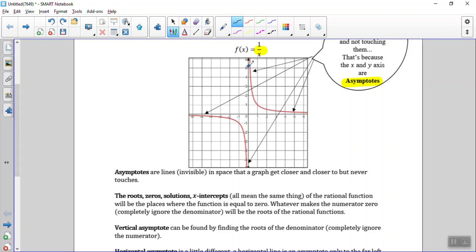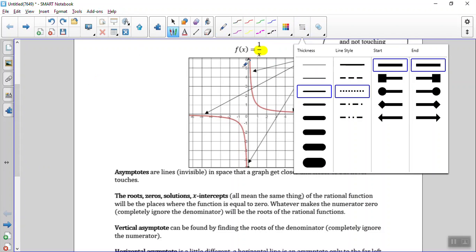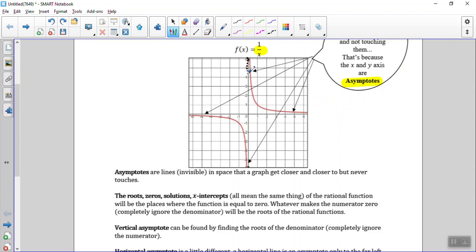So on here, there's a vertical asymptote. Let me draw a dotted line here. We draw asymptotes using a dotted line, okay? So it looks like this. Okay, there's a vertical asymptote right there. And then there's a horizontal asymptote right here. It's basically, I like to look at it, it's just going in between the graphs, okay?